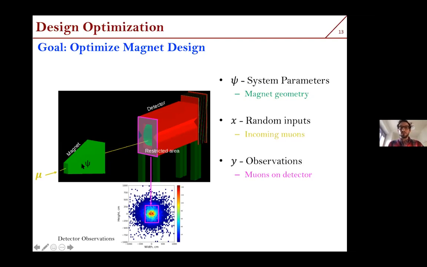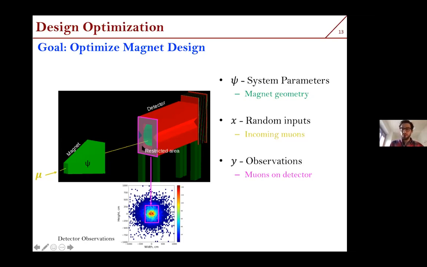What's going to be happening is some muons are going to be sent into this magnet, and they're going to be swept to the left and right by the magnet itself. Our goal is to optimize the magnet design so that the muons are swept away from the detector. We can see detector observations here on the bottom, and we want to, for instance, sweep the muons outside of this purple box where the sensitive detector elements are.